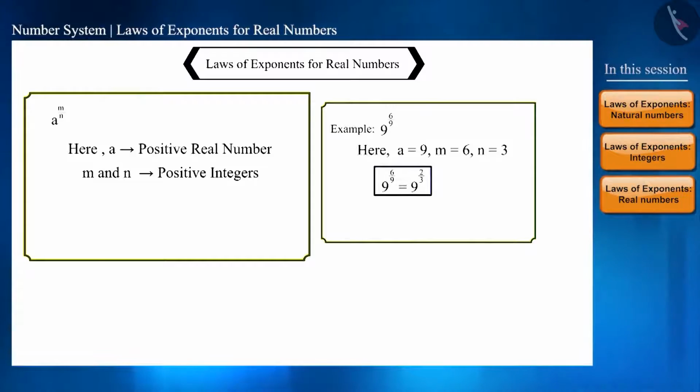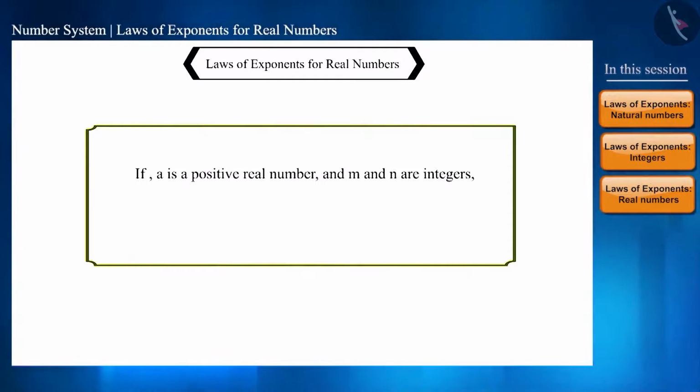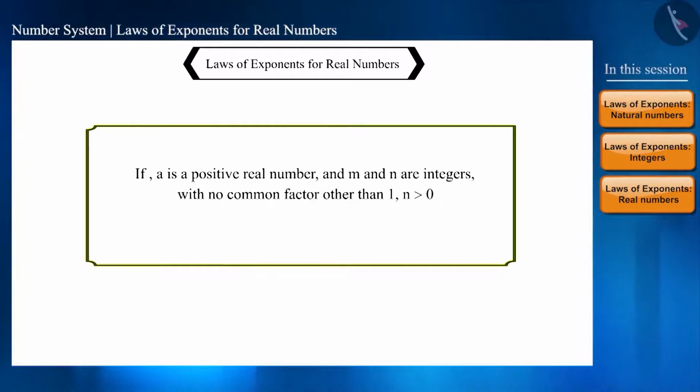Looking at all these facts, we can say that if a is a positive real number and m and n are integers with no common factor other than 1, and if n is greater than 0, then a raised to the power m by n can be written as the nth root of a the whole raised to the power m, or nth root of a raised to the power m.